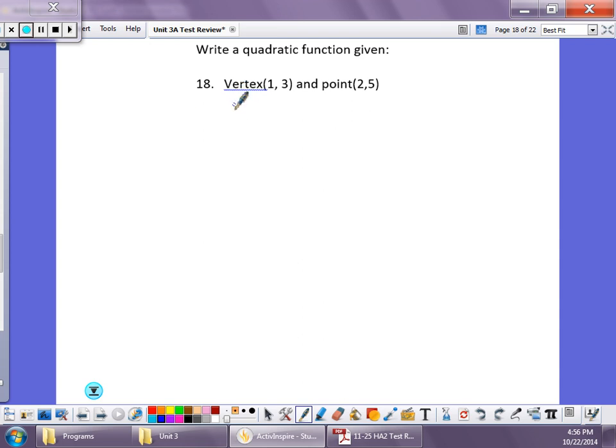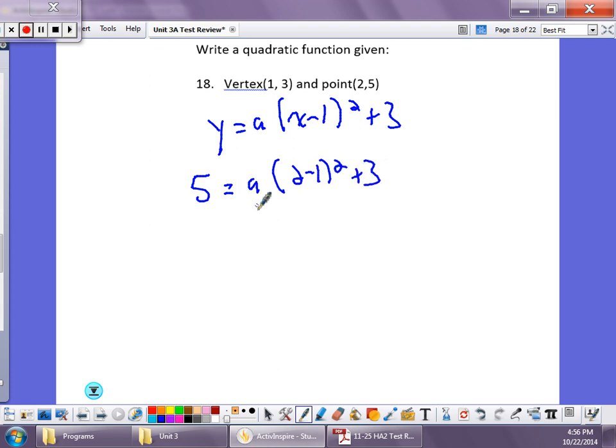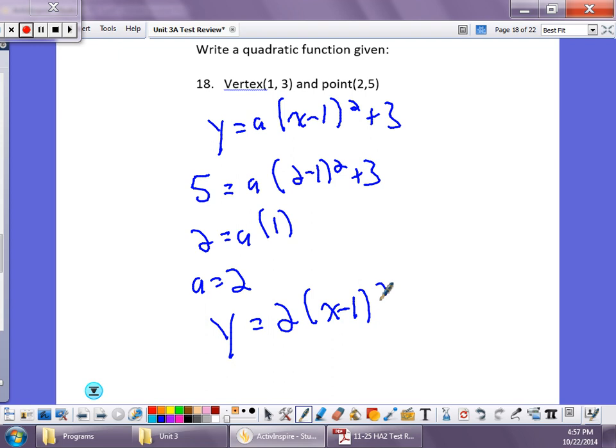This is what we've done recently. So given a point and a vertex, write the quadratic function. And I can write this in vertex form. So I have y equals a times x minus h, which is 1, squared, plus k, which is 3. They give me the point (2, 5), so I'm going to use it and plug it in to solve for a. So I get 2 minus 1 squared plus 3, that's 1. So I get 2 equals a times 1. I subtracted 3. So a equals 2. So my final answer would be y equals 2 times x minus 1 squared plus 3.